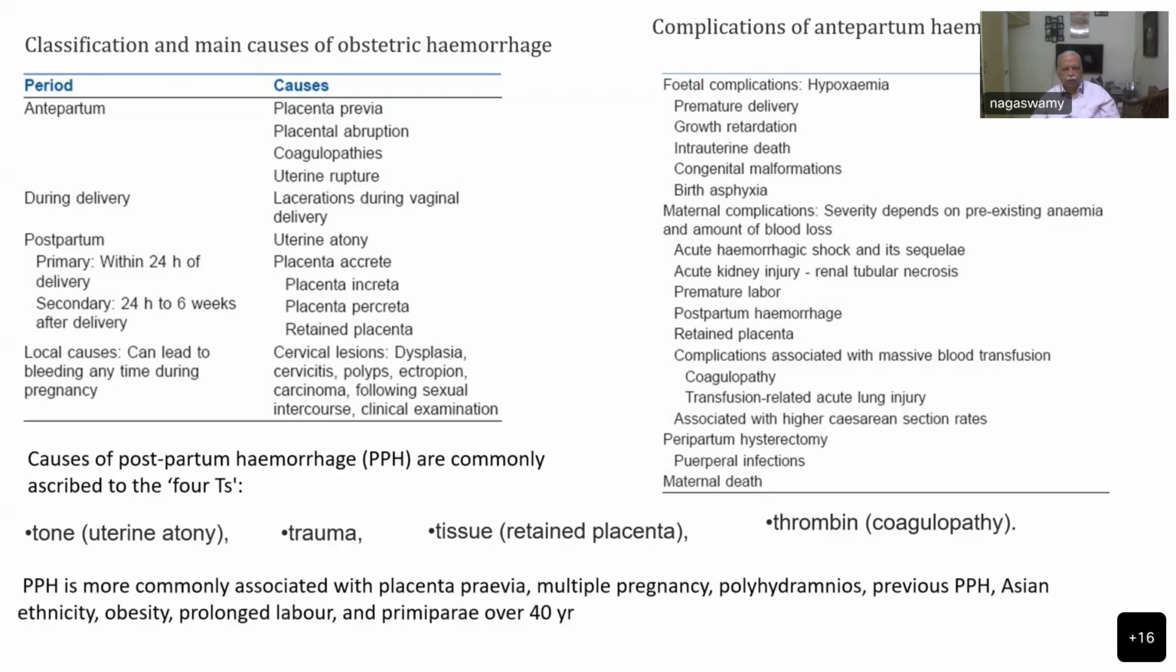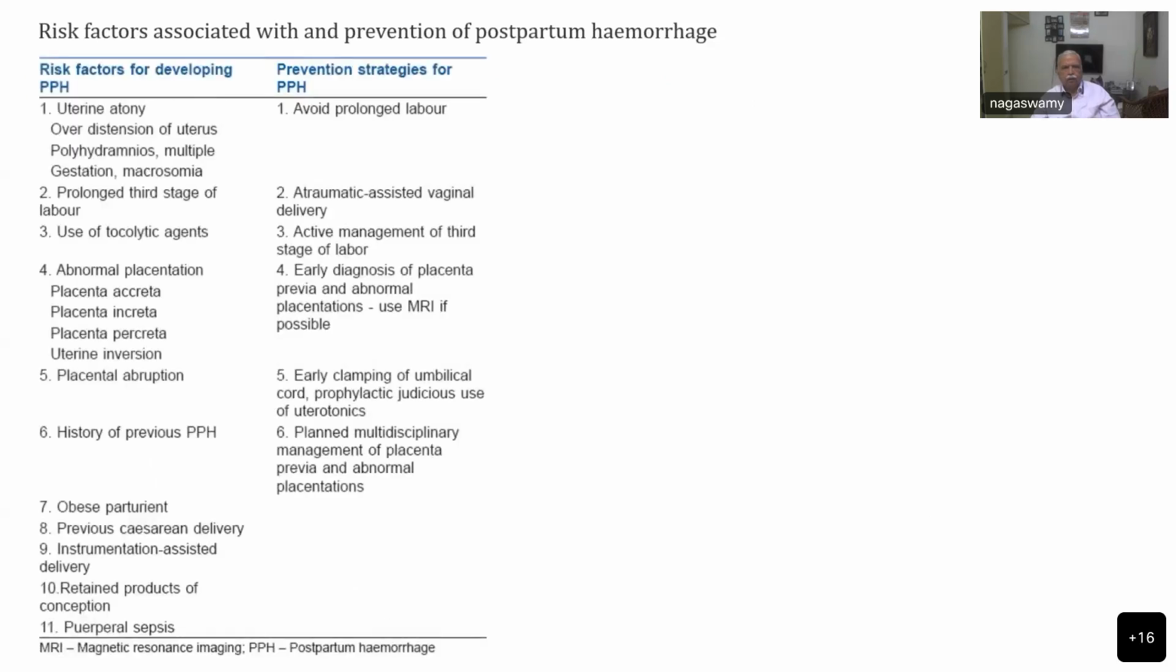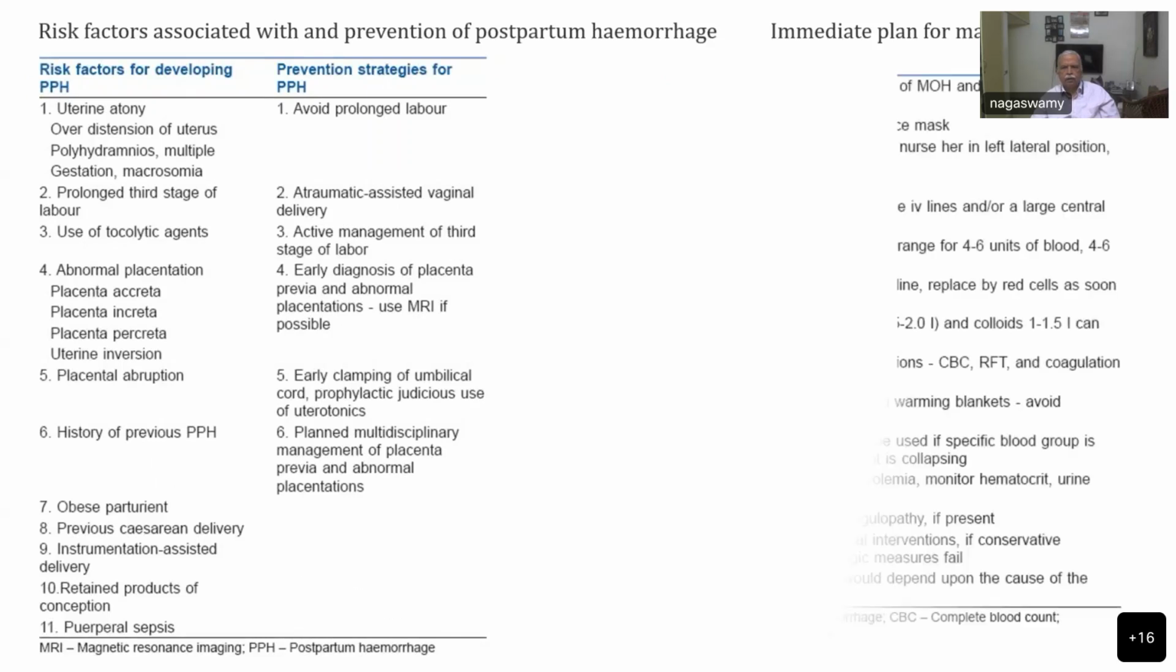And PPH is more commonly associated with placenta previa, multiple pregnancy, all these things again earlier given. Risk factors associated with the prevention are, first, again, this is a repetition of what is being told in the sentence form. So writing like this will be much more easier. What is the immediate plan for management?